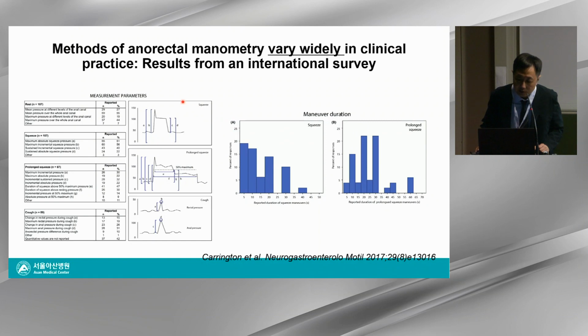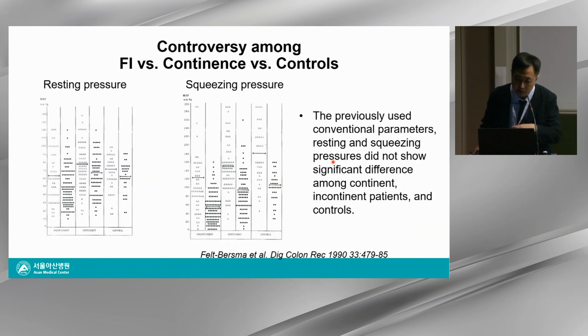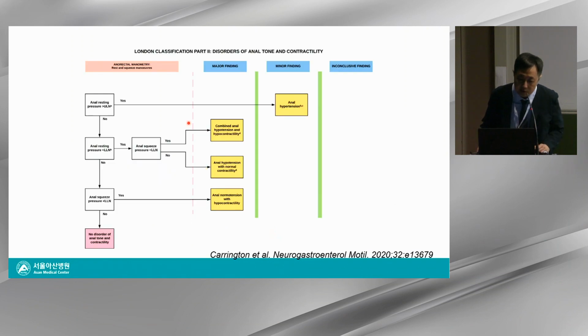As we know, the methods of anorectal manometry vary widely in clinical practice. Therefore, the London group made the new classification. I was one of them. I don't want to waste my time on what was previously presented. The conventional parameters, resting and squeezing pressure, as you can see, did not show significant difference among continent, incontinent patients and controls. This is the figure from the London classification regarding disorders of rectoanal tone and contractility. However, the London classification did not suggest a normal value for discrimination between continent and incontinent patients.